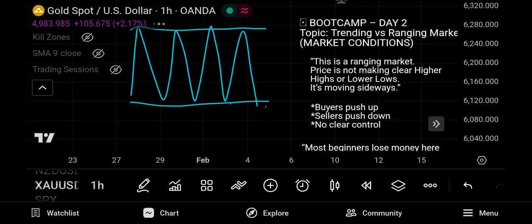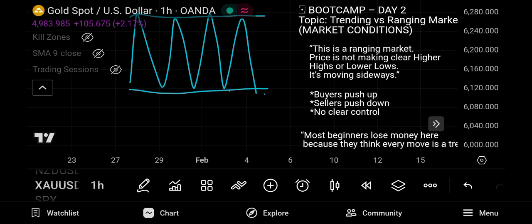Okay. So now that you know the concept of a ranging market, per my definition here, in ranging markets, price markers are not clear. There are no clear-cut higher highs or lower lows. It's moving sideways, up and down. The buyers will push up, the sellers will push down. There's no clear control of who is in control of the market. If the buyers are in control, we are in an uptrend. If the sellers are in control, we are in a downtrend. You get me? So in this type of market, we don't know, so we won't trade.